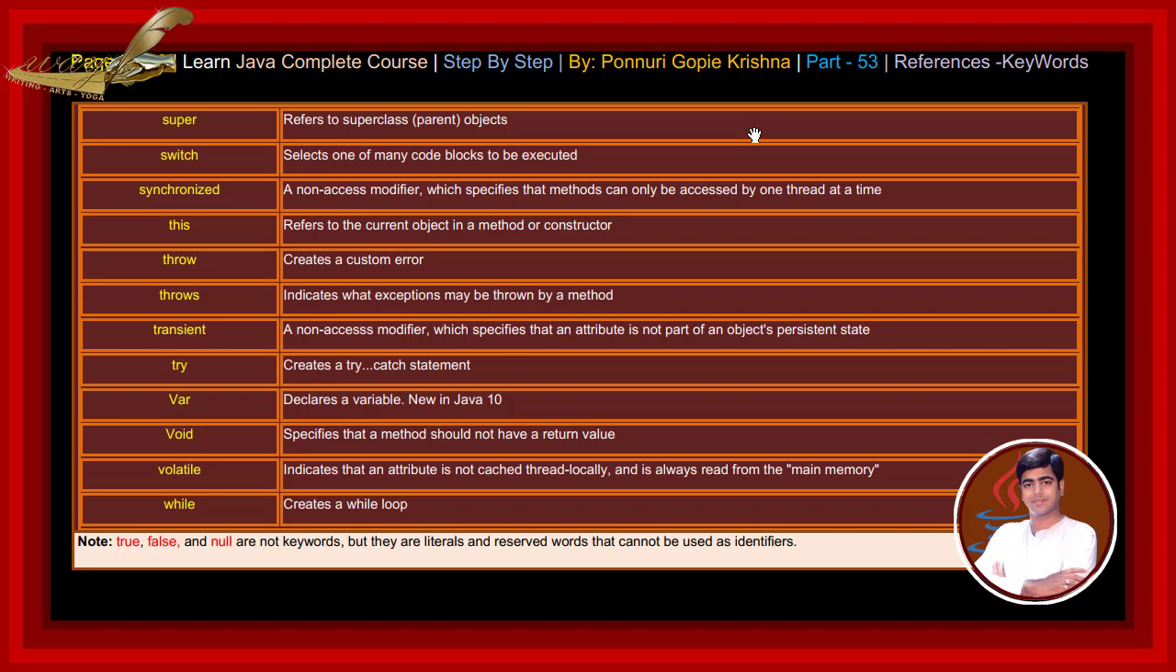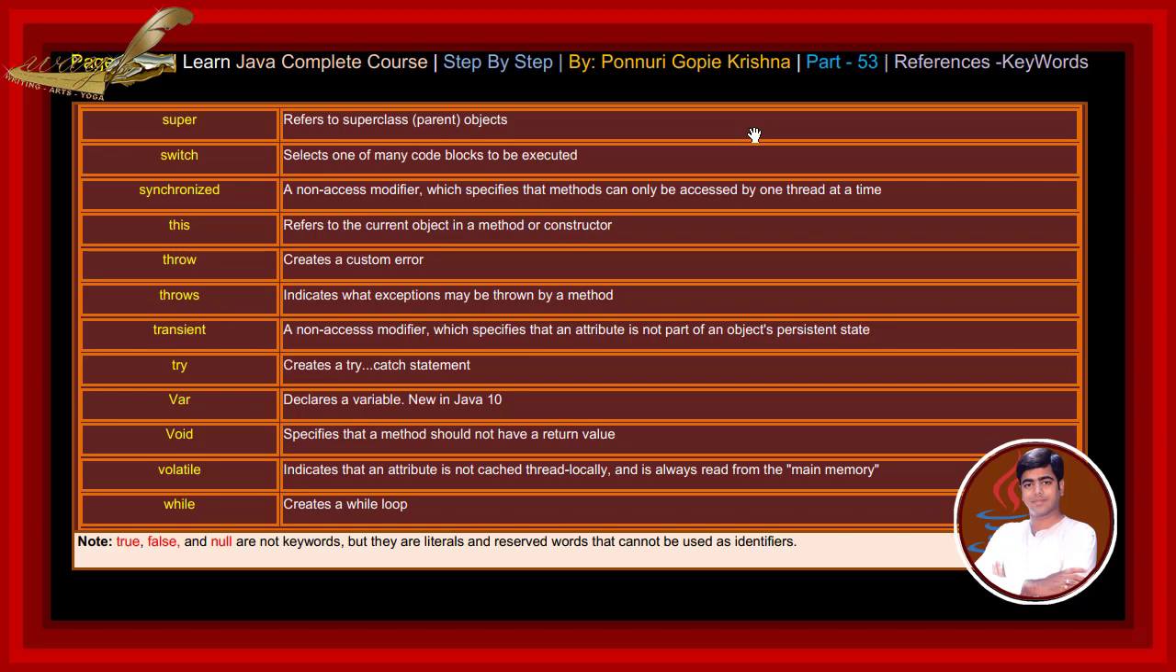Throw keyword, creates a custom error. Throws keyword, indicates what exceptions may be thrown by a method. Transient keyword, a non-access modifier which specifies that an attribute is not part of an object's persistent state. Try keyword, creates a try-catch statement. Var keyword, declares a variable, new in Java 10. Void keyword, specifies that a method should not have a return value.